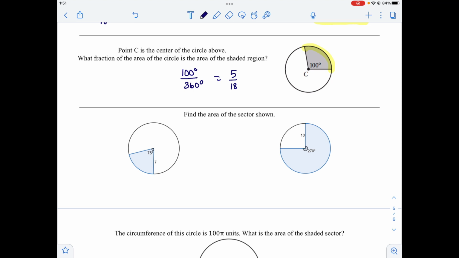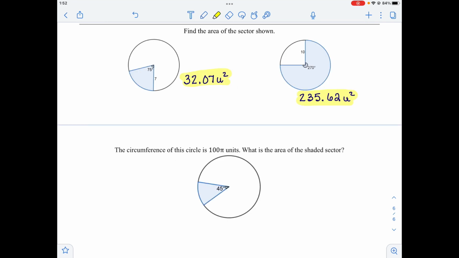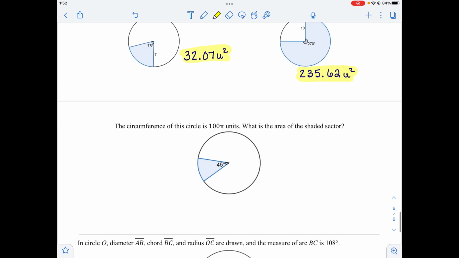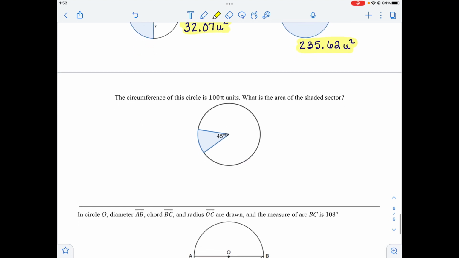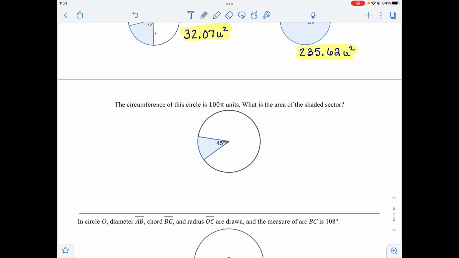We're going to find the area of the sector shown. Again, these are shaded areas. We're given the central angle, and we're also given the radius. Here are your answers. Next one, we're given some circumference, and we've got to find the area of the shaded sector. So we're given circumference already. So we already know what circumference is, and again, circumference is all the way around. And we know that that was 100 pi.